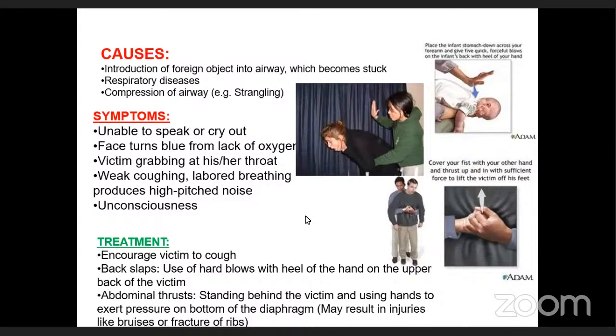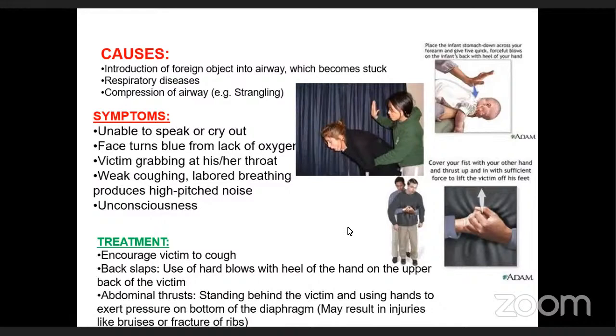Then how do we treat someone that is suffering from choking? We need to encourage the victim to cough, in case the person has swallowed something that is blocking the airways. Then we also need to give back slaps, as we have it in the picture. Use a hard blow with the heel of the hand on the upper back of the victim.